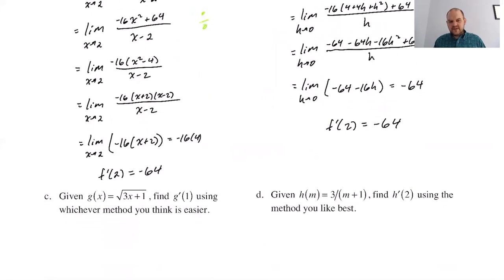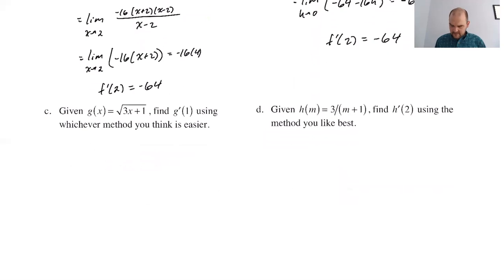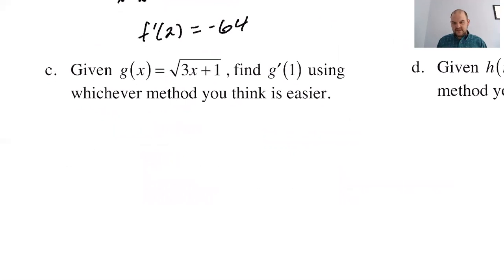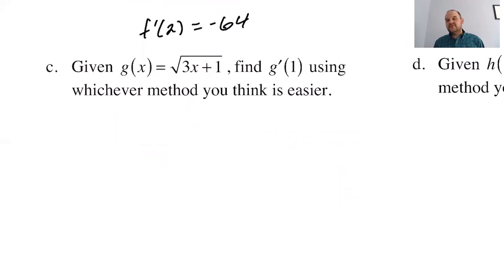All right, I'm going to keep going, I think. Just knock out this page, I guess. All right, using whatever method you think is easier. I think that the method where x approaches a is easier because it's faster. It's less common, but I'm going to use it anyway.